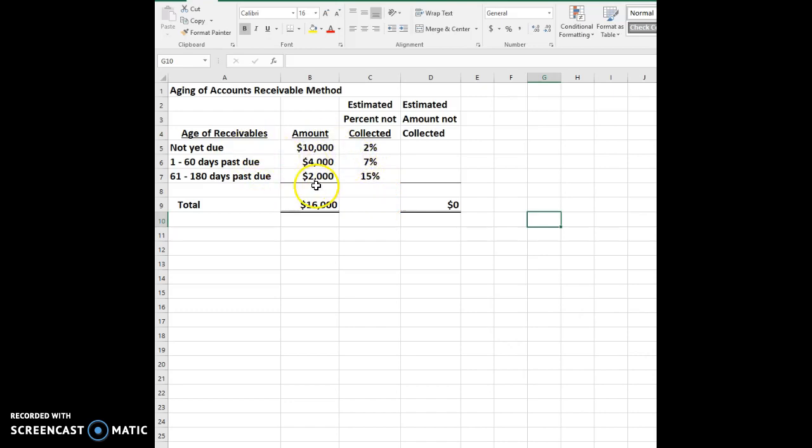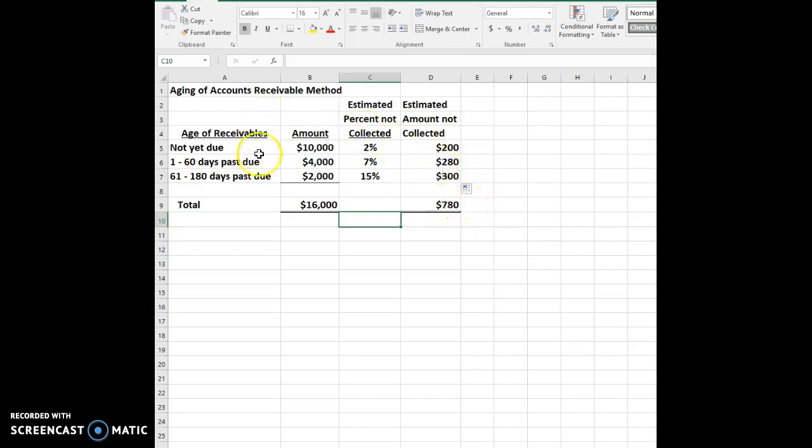Okay, what we do after we split the accounts into how old they are, and this will always be given to you in any problem, we'll take those amounts times the percent to get the total out to the side. So this is equal to this times the percent. So $200. Let's do the same for the other two. We've just taken 4,000 times 7% to get this, and 2,000 times 15% to get this number. Total of the estimated bad debts, $780.